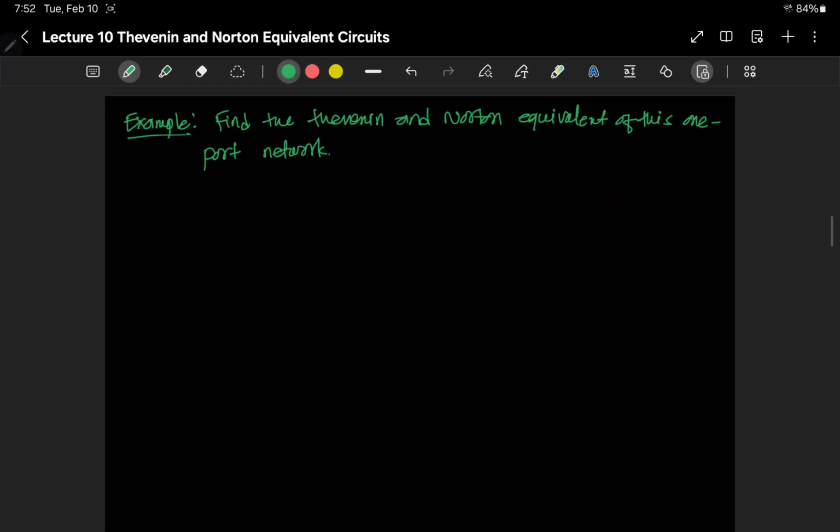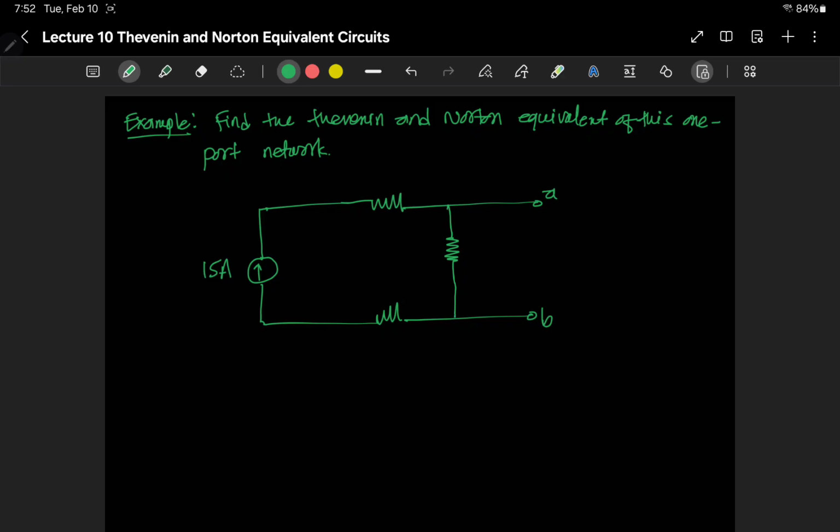And here is the network that I'm going to draw. Okay, we have a current source which has 15 ampere, and we have a one port A and B. We have another resistance here and one resistance here. So this is 8 ohms, this is 2 ohms, this is 12 ohms, this is 10 ohms, and let's say the current flowing here is Ix.